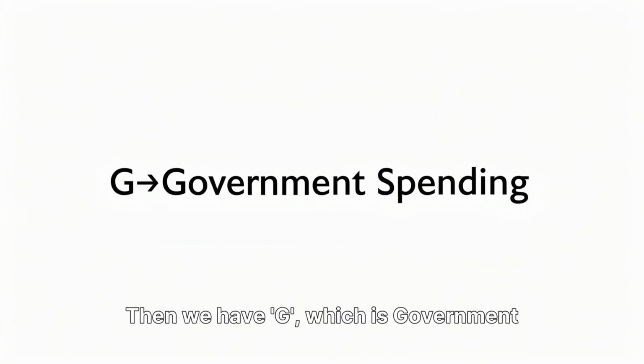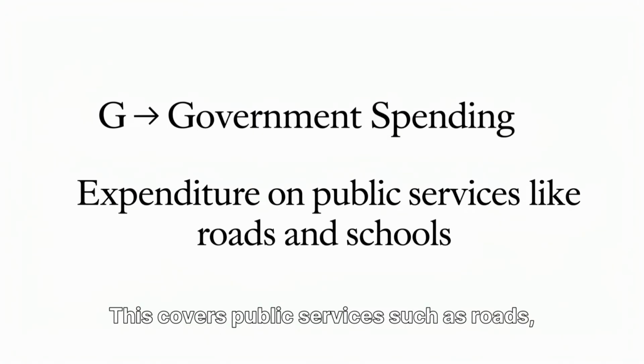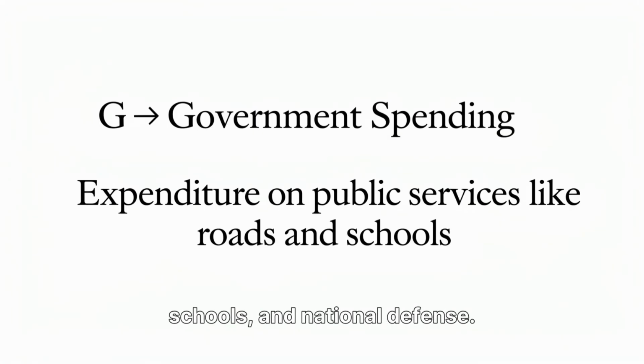Then we have G, which is government spending. This is expenditure by the state. This covers public services such as roads, schools, and national defense.